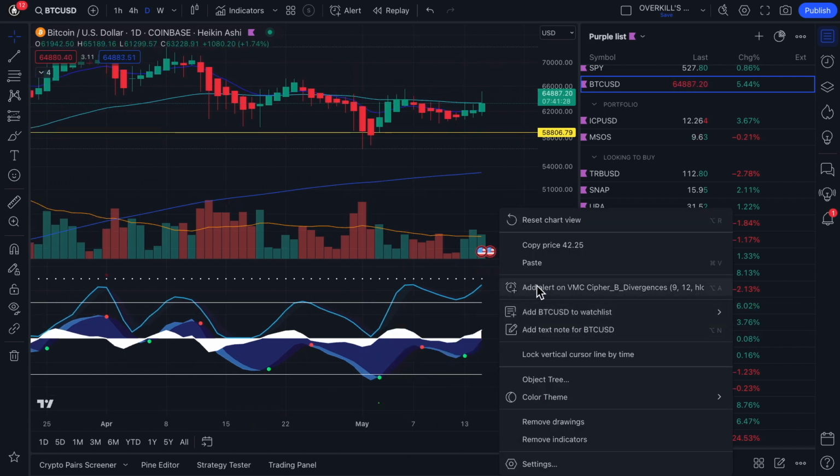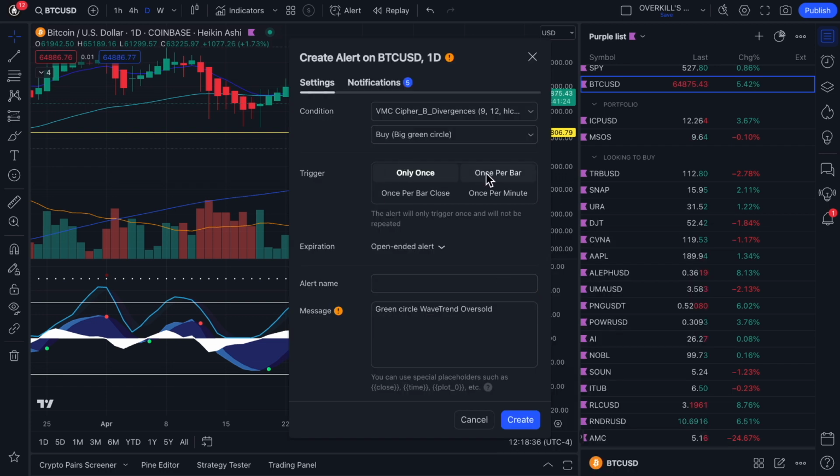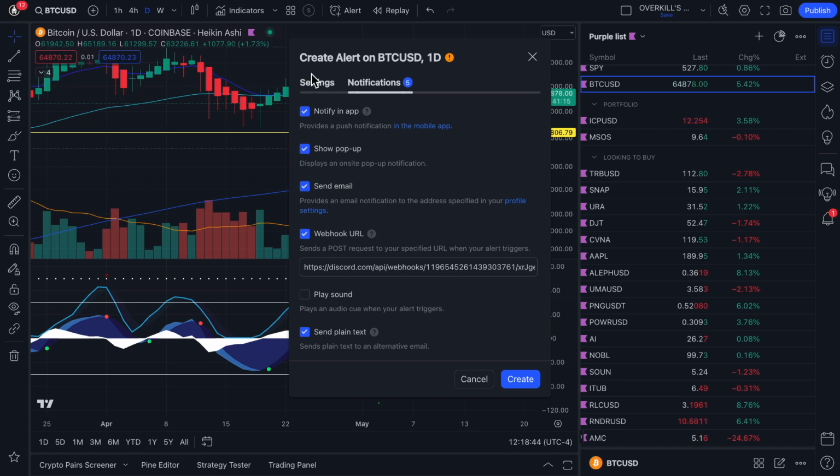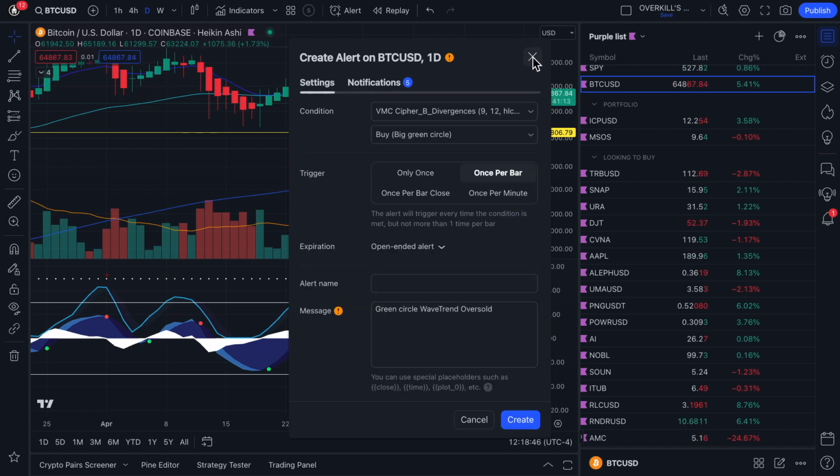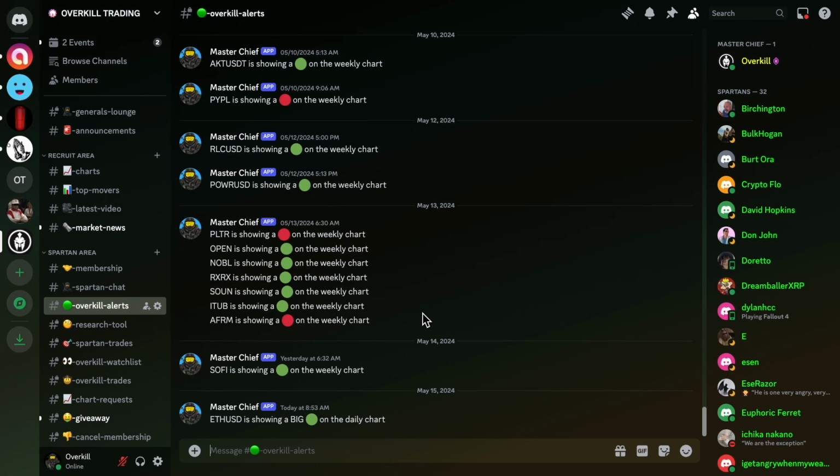And again, if you want to set an alert, you just right click on the indicator, hit add alert, and just set this. I do once per bar. You then get an email and things like that when it comes. Okay, there's a bunch of different ways to get it. I get it inside the app, I get the email, and I also punch it over to the Discord channel. So I just wanted to update you guys.